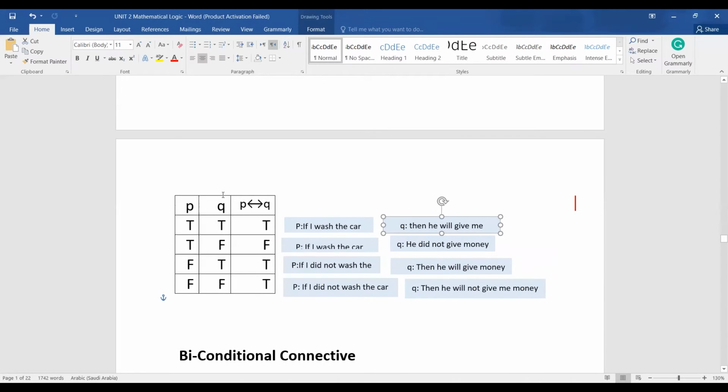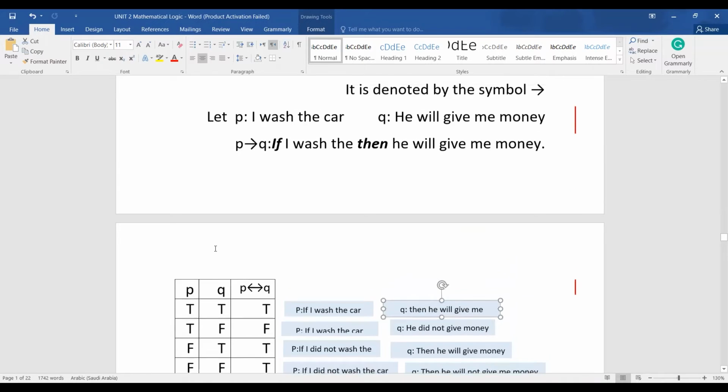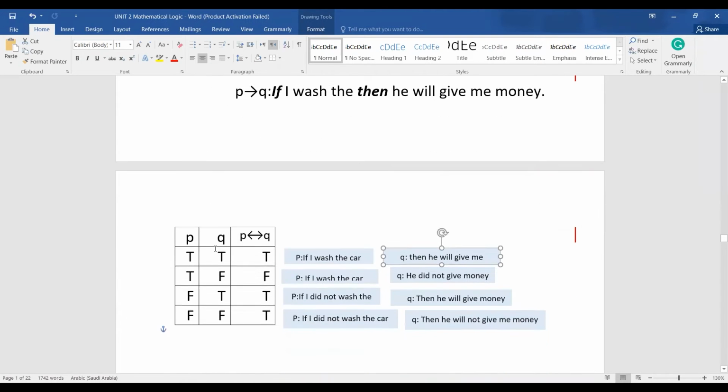This table could be a little confusing in the beginning, so it would be better if you just try to memorize it. True implies true is true, and true implies false is false. It means it will give us a true value for all conditions except when P is true and Q is false. Is it clear? That is the conditional connective if-then.